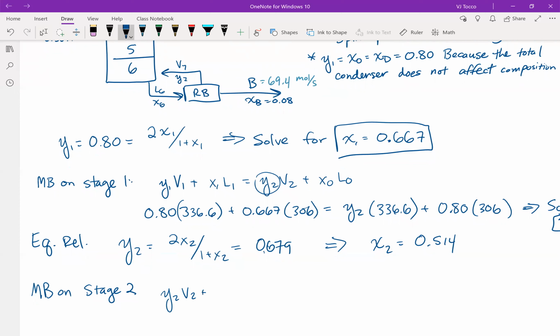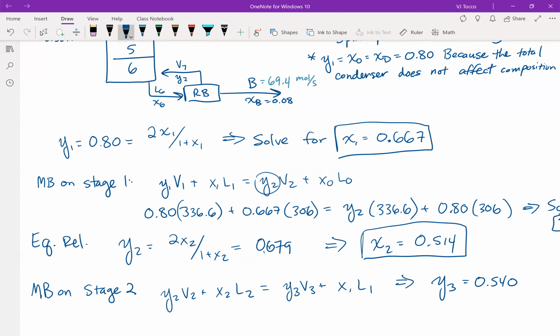Y2 V2 plus X2 L2 is equal to Y3 V3 plus X1 L1. All right, and I can use this to solve for Y3, which is 0.50. So hopefully what I'm demonstrating to you now is that solving a distillation column is nothing more than an alternation of solving a material balance, solving an equilibrium relationship. And while it's possible to do so manually, algebraically, it's not very fun. I'm getting very bored, and it's very tedious for me to sit here and write out all these balances.